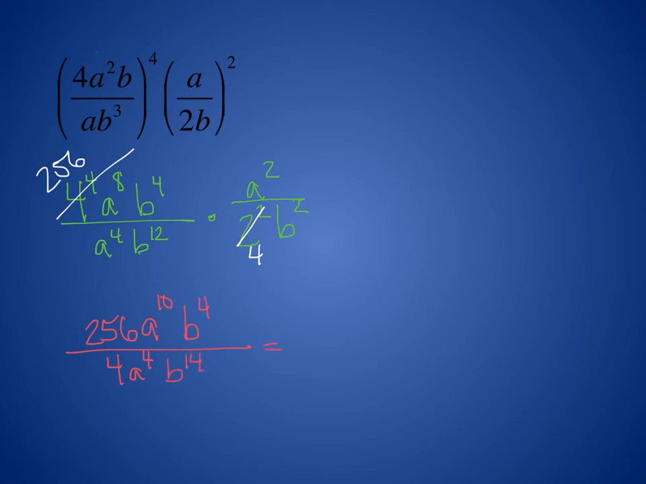So now we're going to go ahead and reduce. 256 divided by 4 is going to give us 64, and that's going to stay in the numerator. I subtract my exponents right here. 10 minus 4 is going to be 6, so I get a to the 6th. Now when I subtract my b values, 4 minus 14 gives us negative 10, but to make it positive, I'm just going to write it down in the bottom. So I'm going to have b to the 10th in the bottom. So my final answer is 64 a to the 6th over b to the 10th.